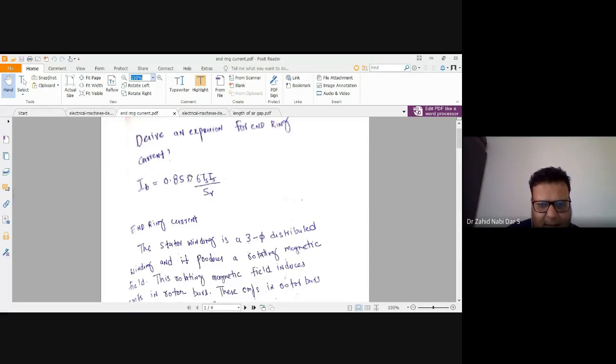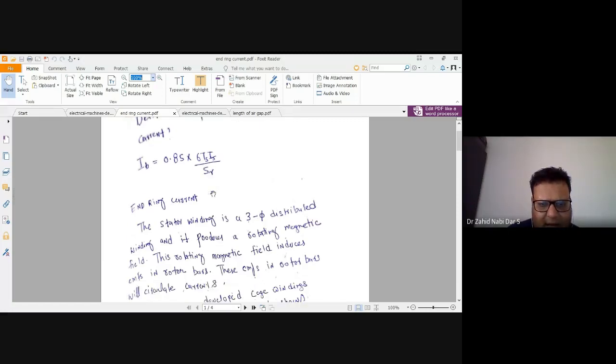So this is basically Zs by Ts. Zs is equal to 6 times Ts. And why this is 6 times Ts is because it's a three phase induction motor, and in one turn there are 2 times Ts. Now it's a three phase, so 3 into 2 times Ts. So this is the mmf, and this is the stator slots per pole. So now we have to consider the end ring current.